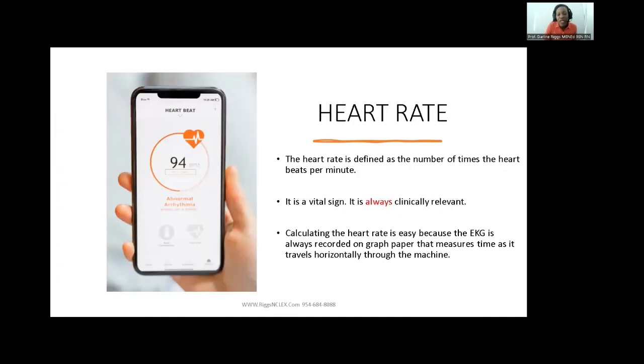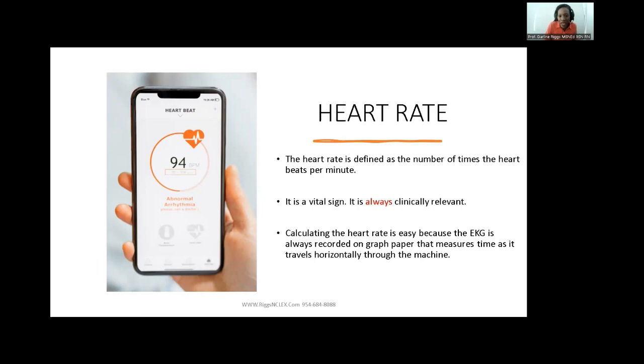So sometimes you also get an EKG strip and you'll be asked what's the client's heart rate based on that strip. So you need to be able to do that as well. We know the heart rate is the number of times the heart beats per minute, and we memorize our vitals, okay? And that is always, here's another absolute, I told you, pay attention to words like that. The heart rate is always relevant. That tells us whether our client is doing well or not. So that is an always relevant vital, okay?